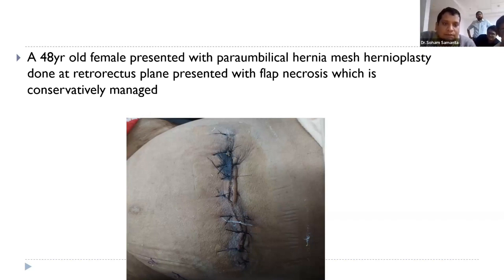Flap necrosis develops on POD4. What type of necrosis is this? It's a major necrosis or minor necrosis? Minor necrosis, sir. So this is a minor flap necrosis. Yes, sir. This you can always manage conservatively. Conservatively manage it and discharge the patient successfully.